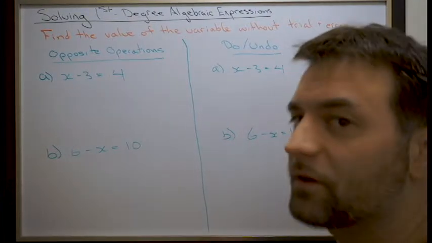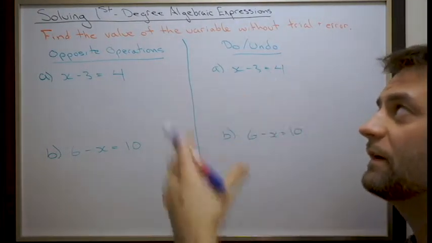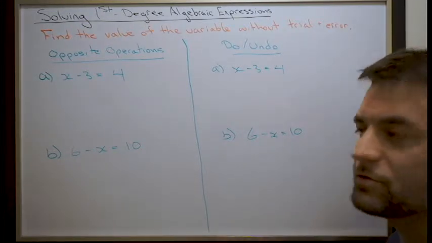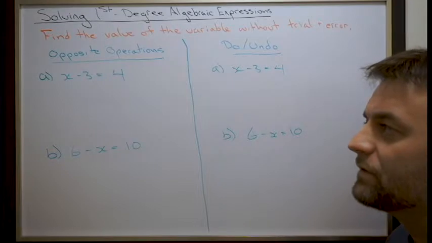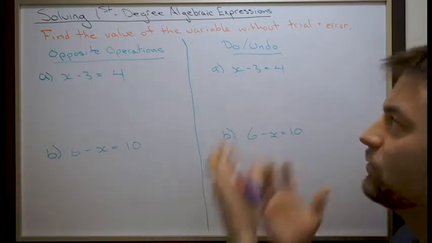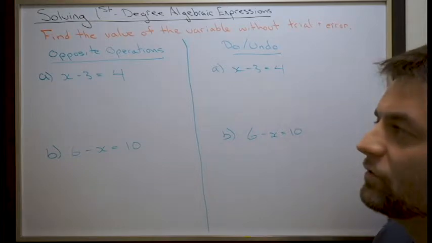So in this video we're going to take a look at some subtraction with algebraic expressions. So we're dealing with first degree algebraic expressions. We're solving those with some subtraction. So in the first set here, again, we're going to do opposite operations, and then we'll move on and do an example with the do-undo method.